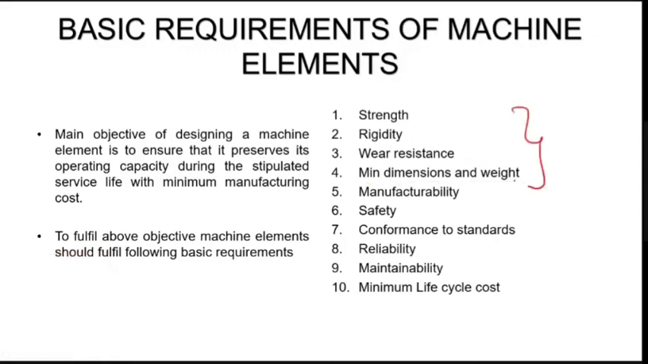It will result in the minimum material cost. If you have minimum dimensions and minimum weight, it will reduce the material cost. Okay. Then manufacturability. What is manufacturability? Can anyone define what is manufacturability? Manufacturability is the ease of fabrication and assembly.